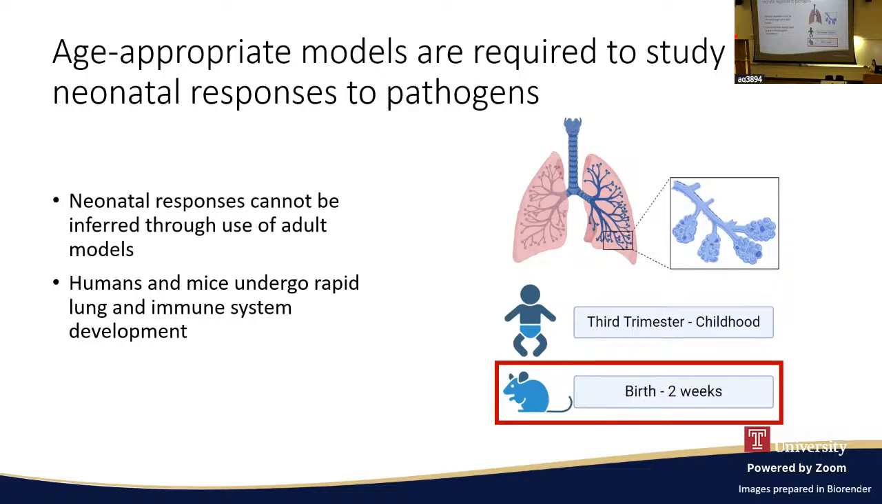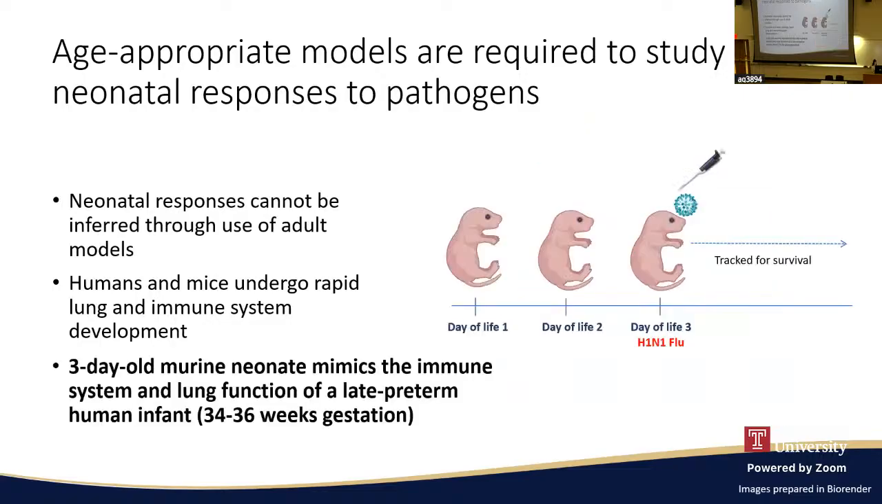And in our lab, we're focused on the high-risk preterm infant population. So we have developed a 3-day-old murine neonatal model of influenza A infection. We infect our neonates on the 3rd day of life intranasally with the H1N1 strain of the flu. And at this point, the immune system and lung function represents that of a late preterm human infant, which is anywhere from 34 to 36 weeks gestation.